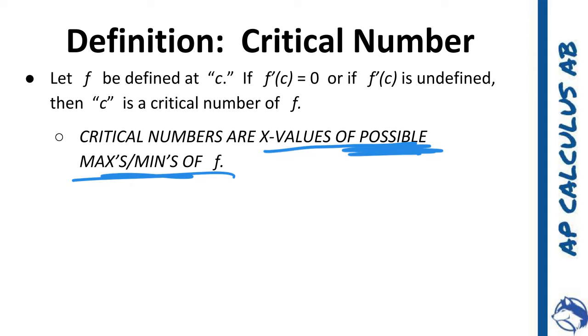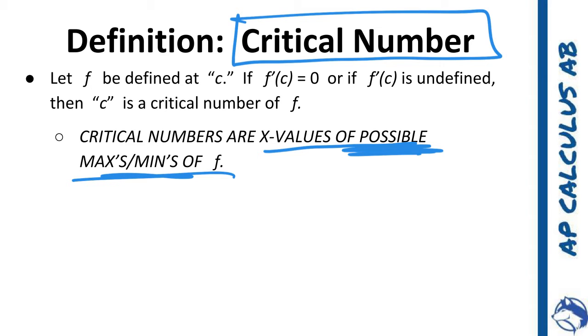Remember, it doesn't mean that it's always going to happen. It just means that it might happen, because there are situations where the derivative could be 0 or undefined, and it might not be a max or min. So critical numbers are very important. Make sure you get this down.